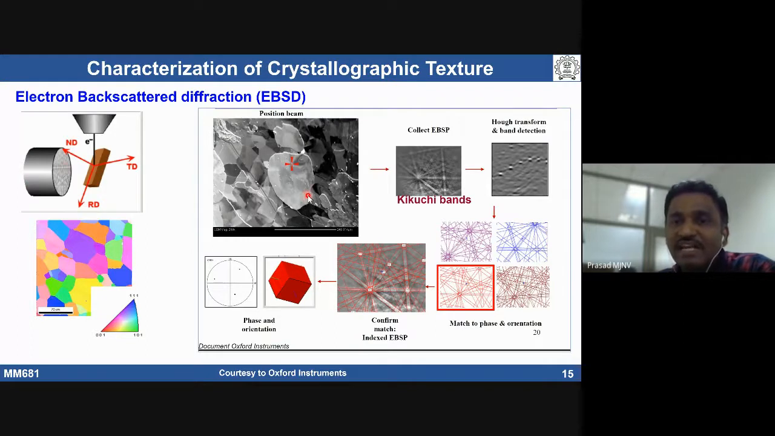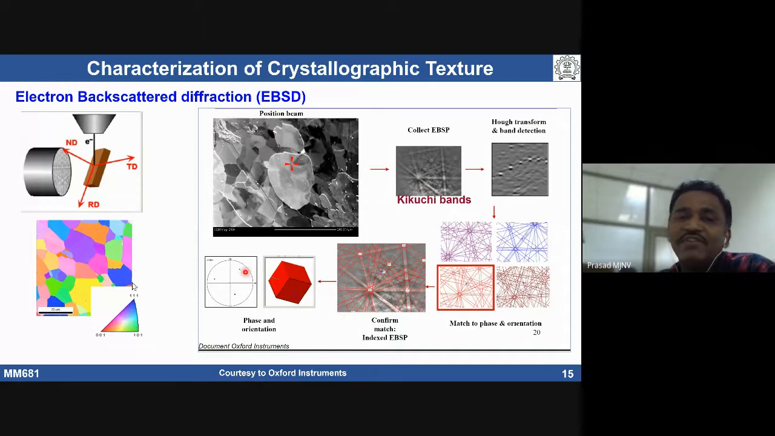It collects Kikuchi bands. On a particular location we may get this kind of band structure, and wherever we see common intersection points, by taking those intersection points we apply a Hough transform and band detection is done. By taking 5 to 6 points, we compare and match with the phases available in the standard pattern, and see which one is matching. Then accordingly we index the pattern.